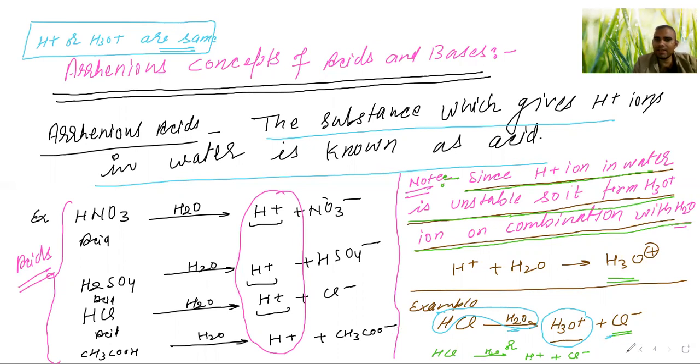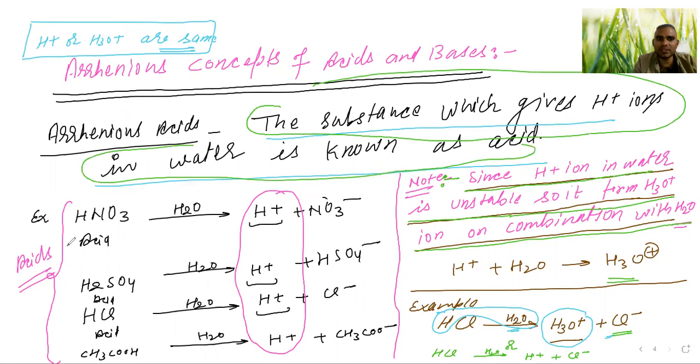Now, Arrhenius acid is okay. So you got to know that Arrhenius acid: the substances which give H plus ion in water are known as acid. For example, nitric acid, sulfuric acid, hydrochloric acid, acetic acid. They are all Arrhenius acids.